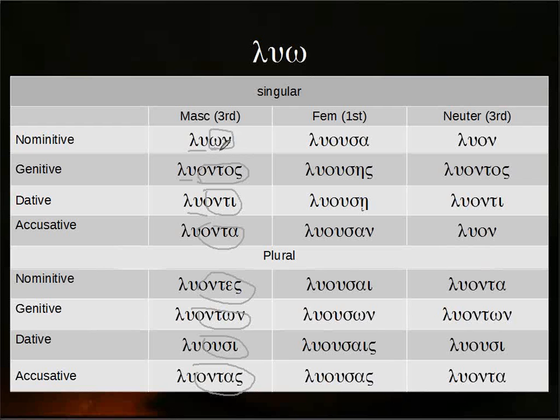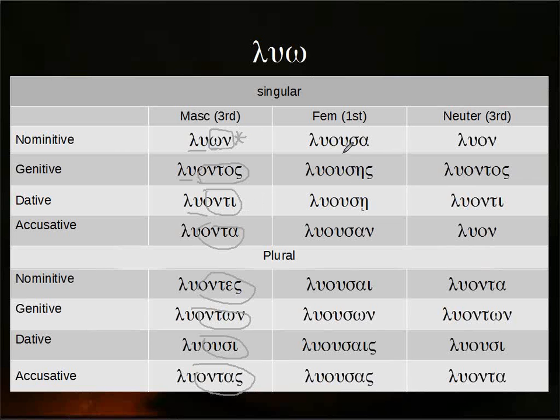That is the only different one. Because on the regular third declension pattern, the nominative singular would just simply be a sigma, right? We don't have a sigma here. Okay? So this is the only exception in comparison to the third declension that I showed you. All right? But everything else, all the endings are the same. All right?